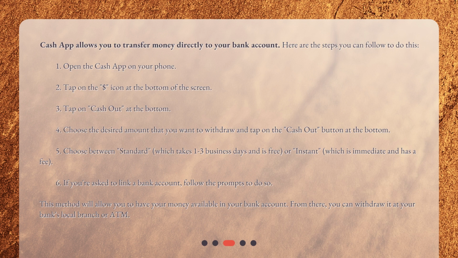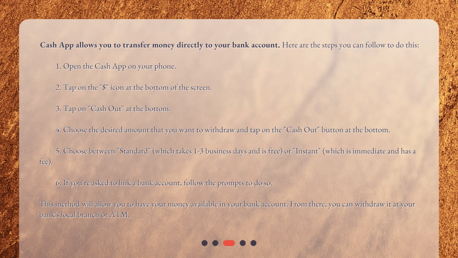1. Open the Cash App on your phone. 2. Tap on the dollar icon at the bottom of the screen. 3. Tap on Cash Out at the bottom. 4. Choose the desired amount that you want to withdraw and tap on the Cash Out button at the bottom.